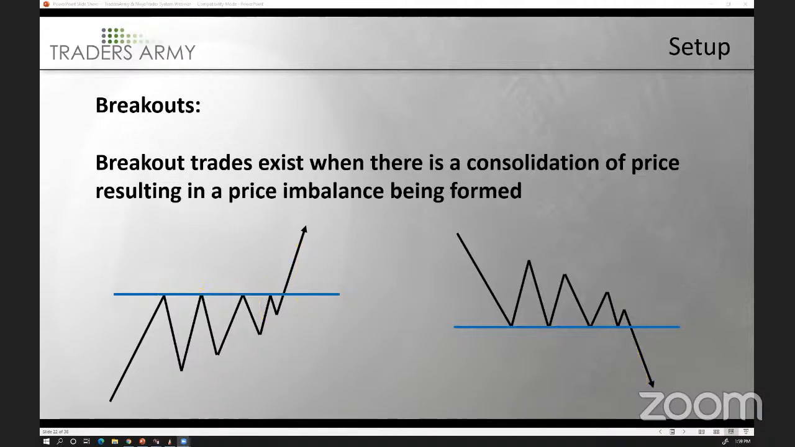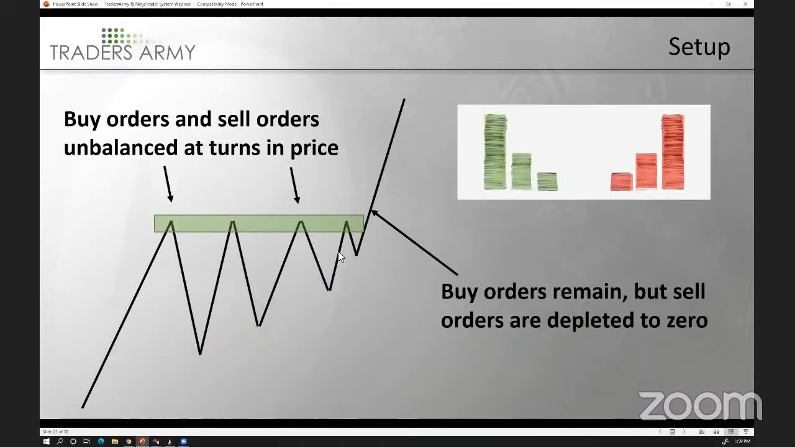I want to show you exactly how the supply and demand equation really works when you're looking in the background here, right? So buy orders and sell orders are unbalanced at turns in price. So what we see here is, let me get a different color because now we're on a different screen, right? Too much supply caused price to drop. A little less supply caused price to drop, but not as much.